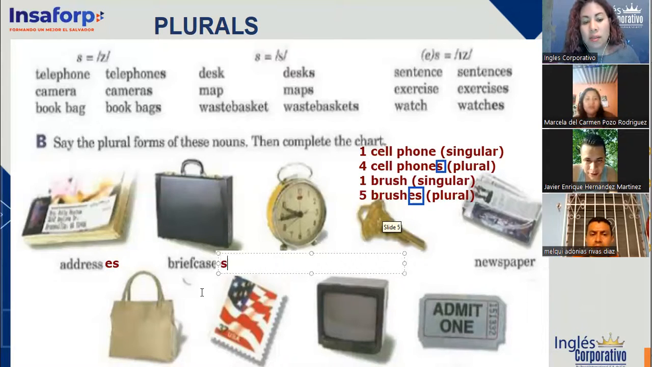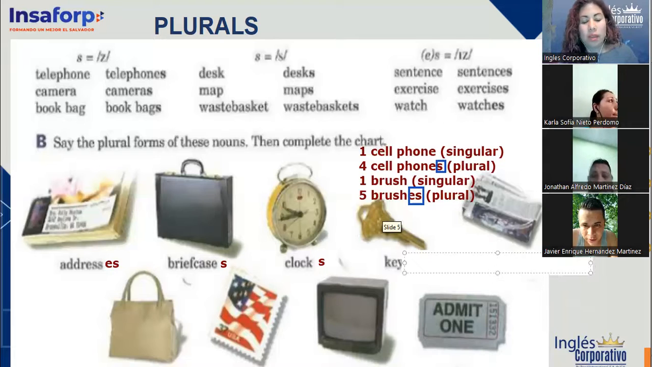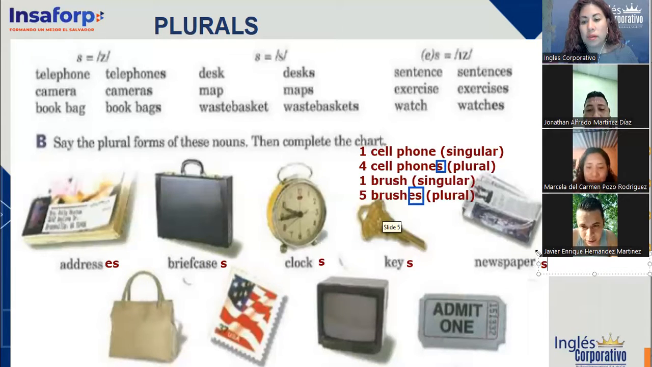Briefcase. With an S, good. This one? Clocks. Clocks, good. This one? Clocks. Good. This one? Newspapers. Newspapers. Right, okay. Paper.